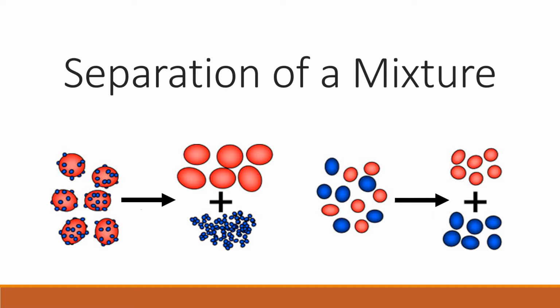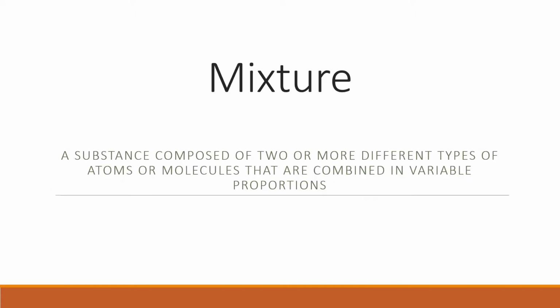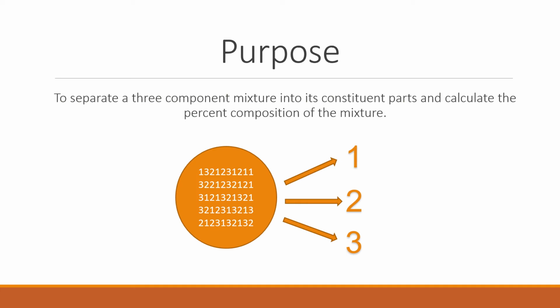This week in lab, we'll be doing separation of a mixture. A mixture is a substance composed of two or more different types of atoms or molecules that are combined in variable proportions. The purpose of this lab is to separate a three-component mixture into its constituent parts and calculate the percent composition of the mixture.